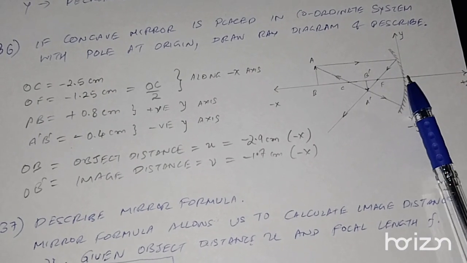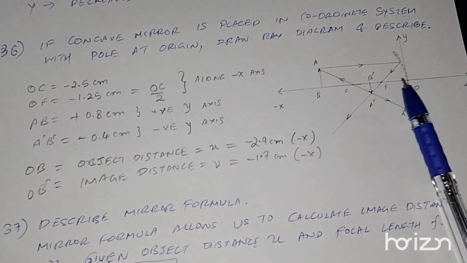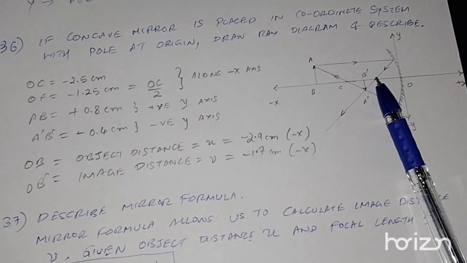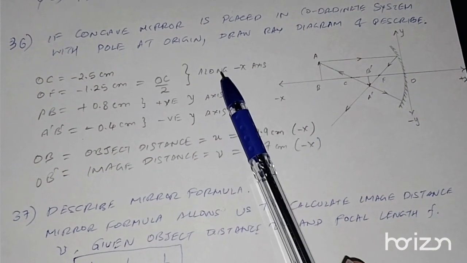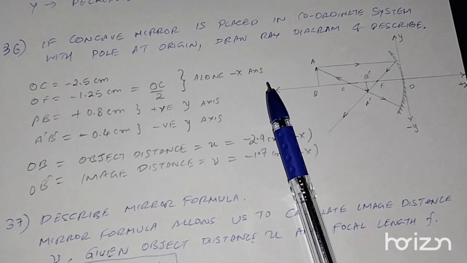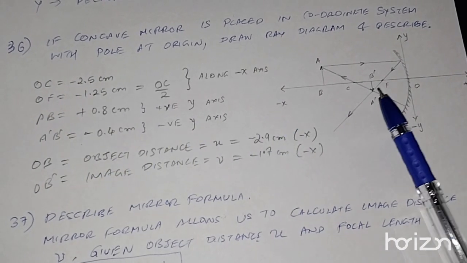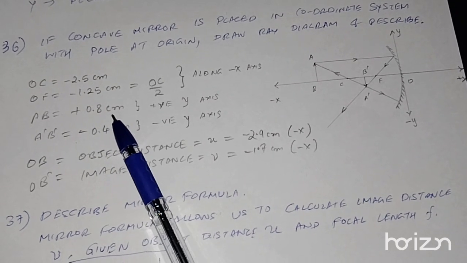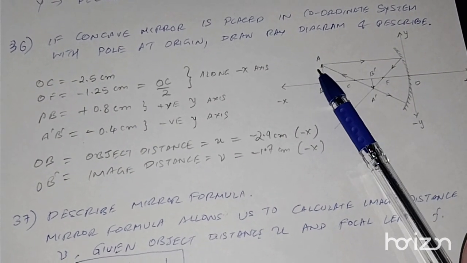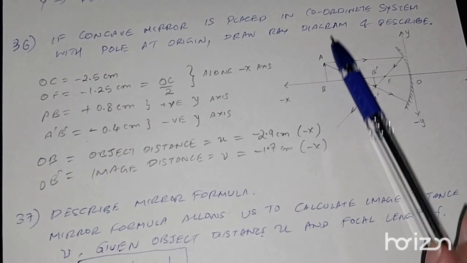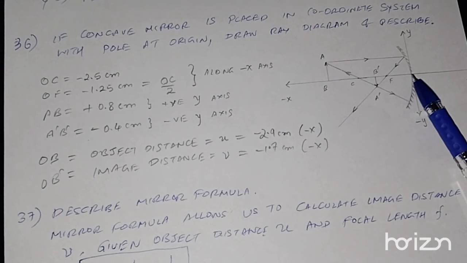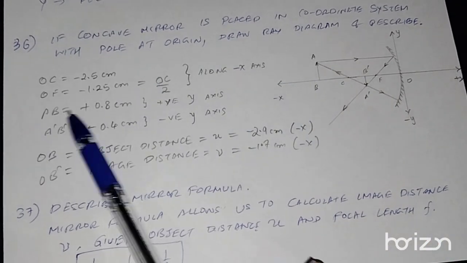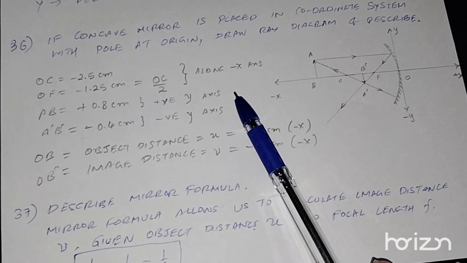Okay, so the radius of curvature OC is minus 2.5, the focal length OF is minus 1.25. Hope that is understood, because it's along the negative x-axis. AB, if you take a scale and measure, it is 0.8 centimeter, and a plus sign is given to it because it's along the positive y-axis. From the origin, when you go up, it is positive y. So we're getting 0.8 centimeter, which is positive y-axis.